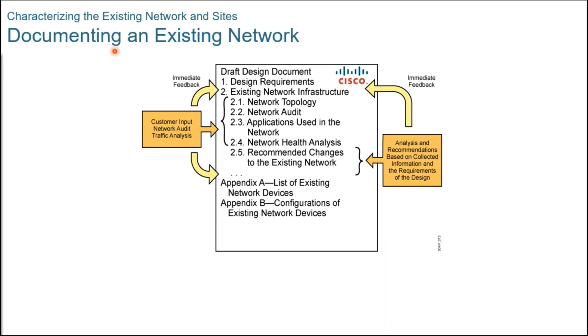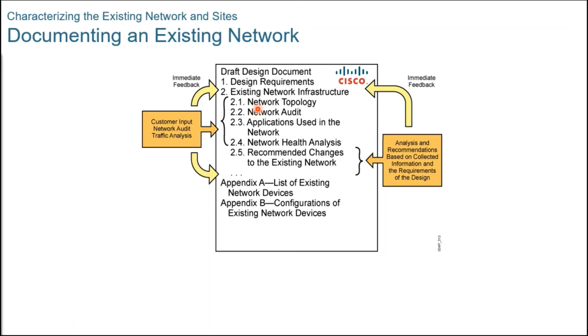Creating a draft design document. After thoroughly examining the existing network, the designer creates a draft design document. The figure illustrates a draft design document's index, not yet fully developed, including the section that describes the existing network. The design requirements and existing network infrastructure chapters of the design document are closely related. Examining the existing network can result in changes to the design requirements.